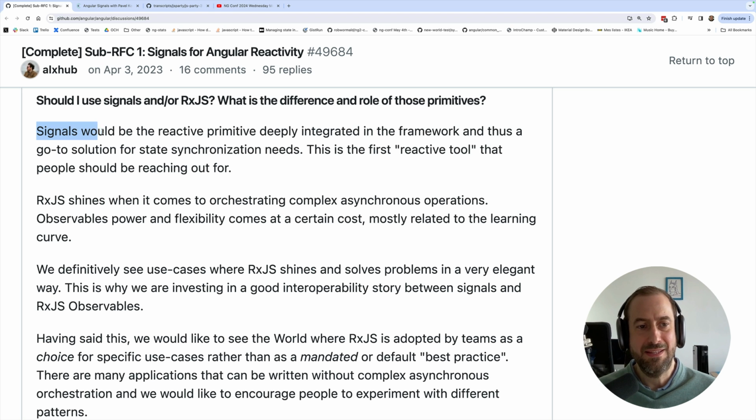So, answer: signals would be the reactive primitive deeply integrated in the framework, and so a go-to solution for state synchronization needs. This is the first reactive tool that people should be reaching out for. So what does this mean? This means that if you are writing your applications in reactive style, you should first reach out to signals and try to see if signals alone solve most, if not all, of your problems. At least that's my personal interpretation of what is written here.